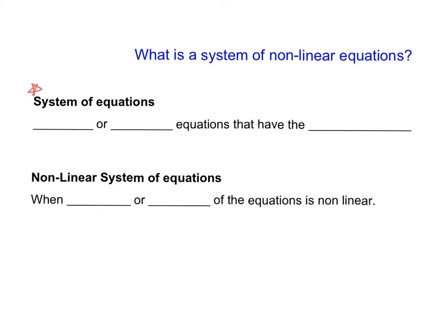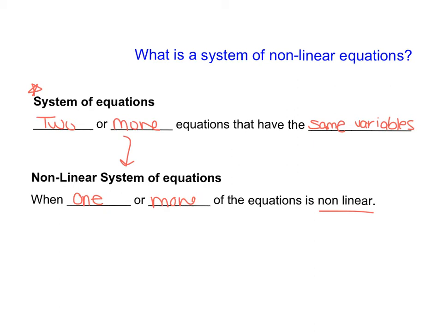The first term we want to define is system of equations. A system of equations is two or more equations, so you could have 3, 4, 5, 6, etc., that have the same variables. It doesn't matter what these variables are, but they contain some of the same variables. And a nonlinear system of equations is a system that has one or more equations that are nonlinear. So it's a very specific type of system, and it contains at least one equation that is nonlinear.